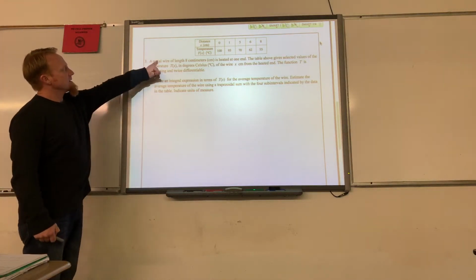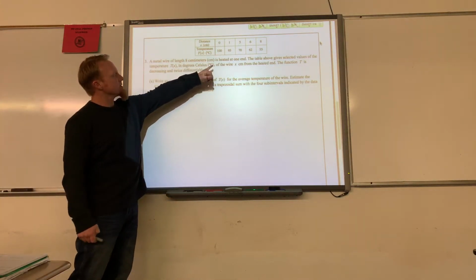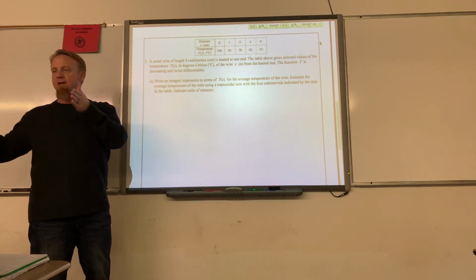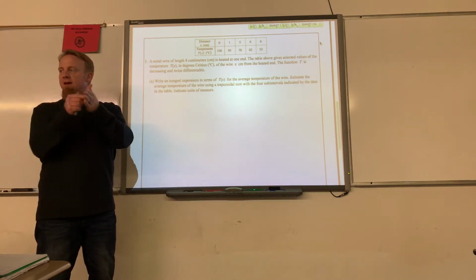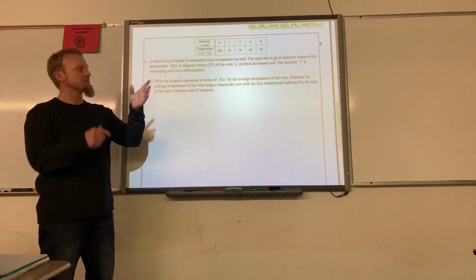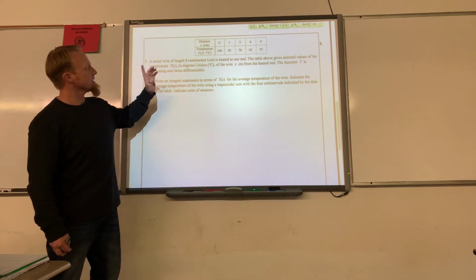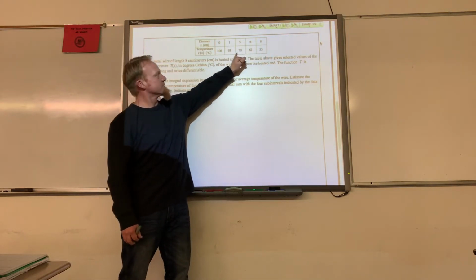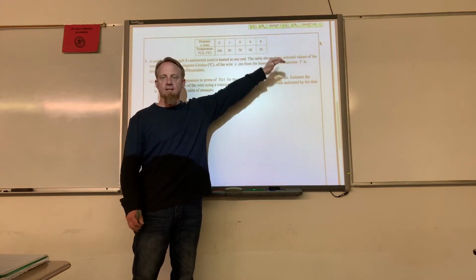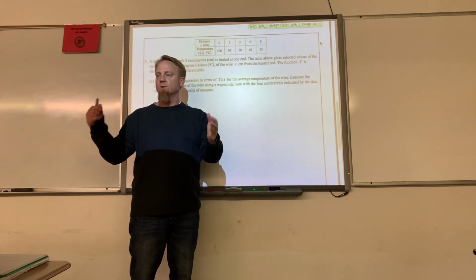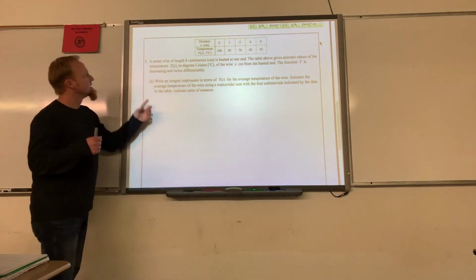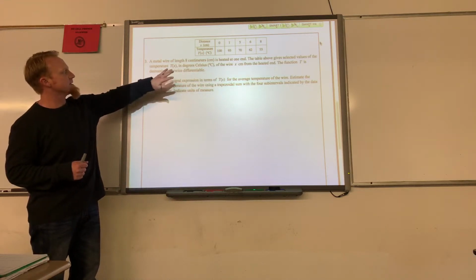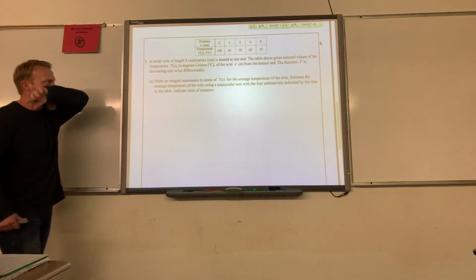A metal wire of length 8 centimeters is heated at one end. So I've got a wire, it's heated at one end, and it's going to gradually heat up the rest of the wire. Make sense? So that's what's going on here. Okay? So this is one end. The further I get away to the other end, notice what happens to my temperature. It decreases because it's further away from the source of the heat. Make sense? All right. The function T is decreasing and twice differentiable.